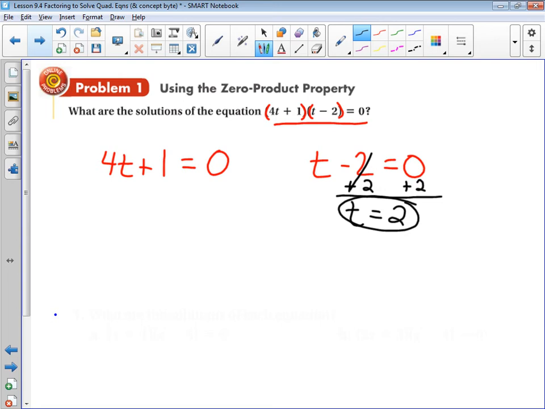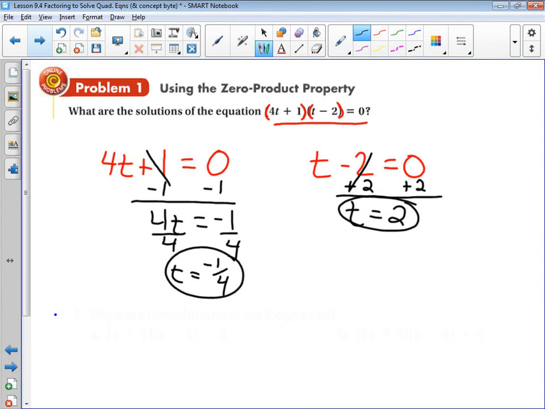The first one is a little more complicated, but not really. Subtract 1 from both sides, you get 4t equals negative 1. Divide by 4, t equals negative 1/4. So the solutions to this quadratic equation are t equals negative 1/4 and t equals 2. And that's it. Now, I don't know what the parabola looks like if I were to graph this, but I do know that it would cross at 2 and negative 1/4. So it might look something like that.